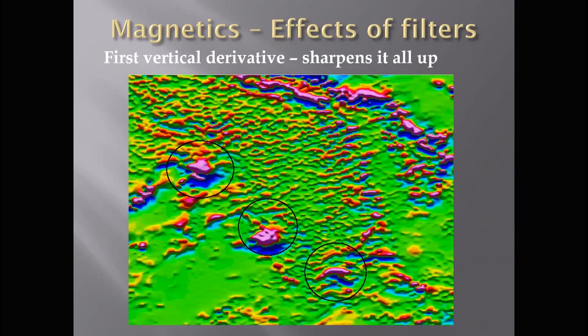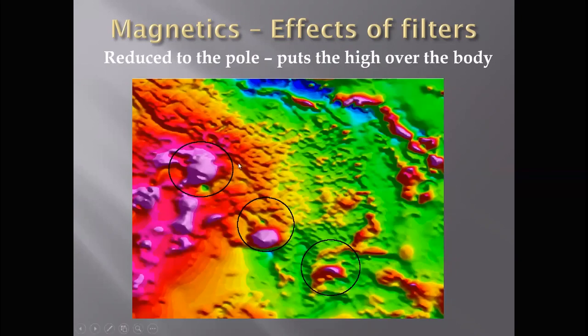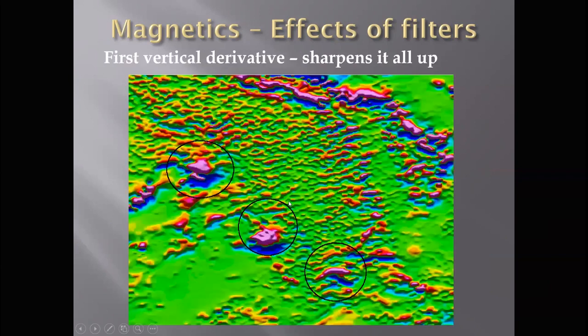Vertical derivatives basically sharpen up everything. So if I go back to this previous, you'll see that this magnetic texture in the background here, this ripple effect, is not as obvious as it is when I sharpen it up with the derivative. And also, you'll find that when you do TMI, total field, and reduction to the pole, these magnetic highs are much bigger than the body. What first vertical derivative tends to do is make them smaller and create an anomaly that is more in keeping with the size of the body that's causing it.